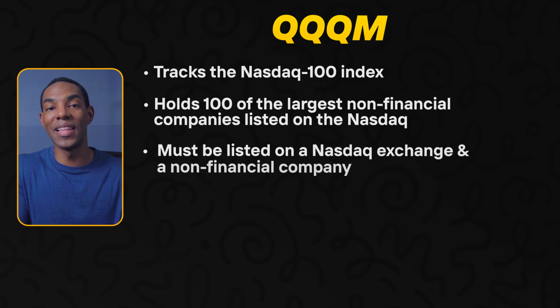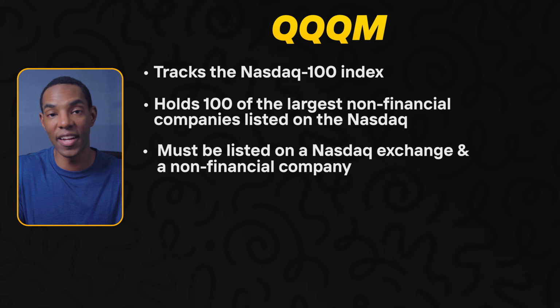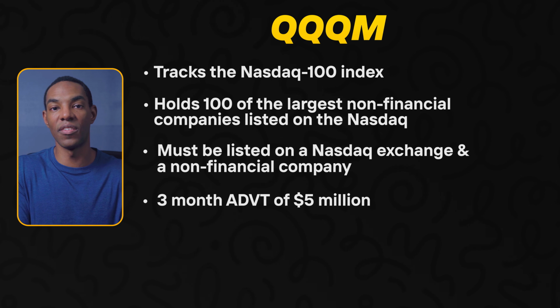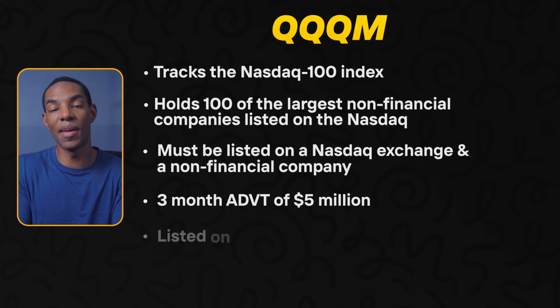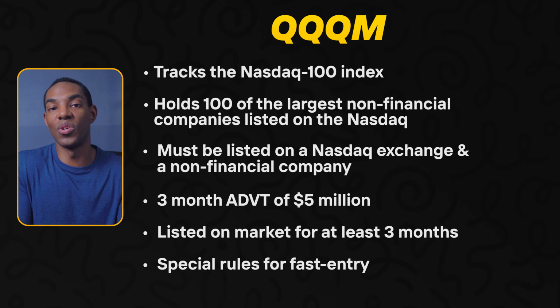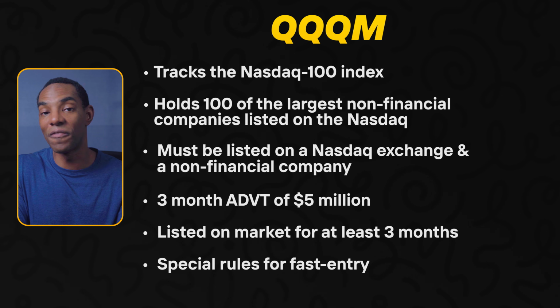The company must be listed on a Nasdaq exchange, and it must be classified as a non-financial company. It also has to have a 3-month average daily traded value of at least $5 million, and it must have been listed on the market for at least 3 full months. And there's a few other rules, along with the new update for fast entry that can speed up the time that the stock can be added to the index after only 15 days.